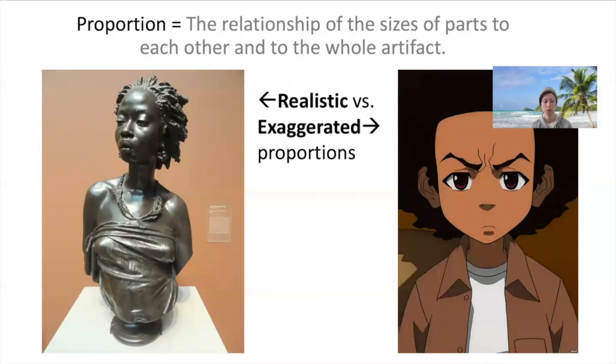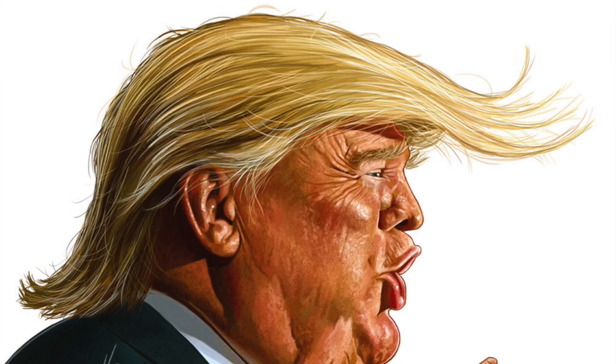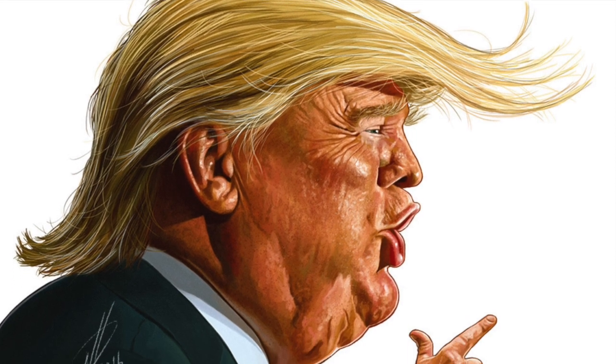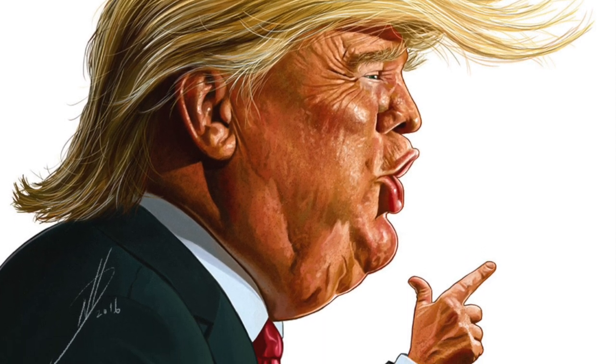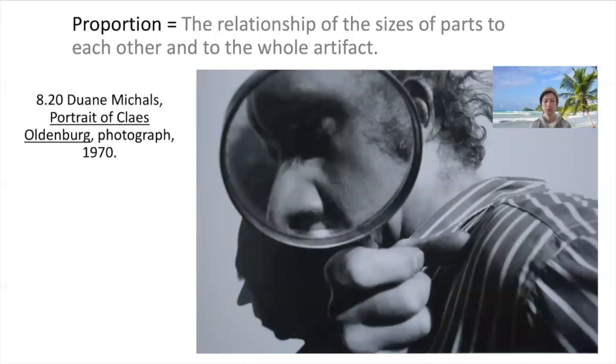Proportion is the relationship between the sizes of parts to each other and to the whole artifact. We can talk about proportions being realistic, as they are in the sculpture on the left, or as exaggerated, as they are on the right. Cartoons and caricatures tend to exaggerate proportions for expressive effect, or to emphasize certain features. Dwayne Michaels played around with proportions here by having his subject hold a magnifying glass up to his face for the photograph, making part of his face look exaggerated.